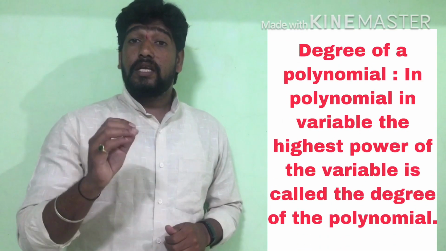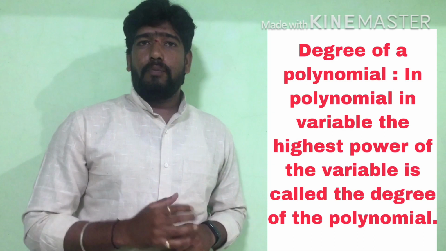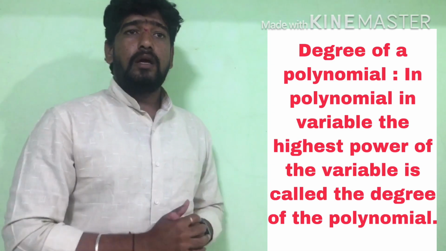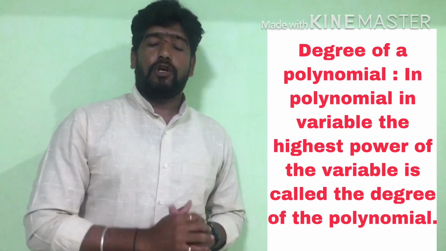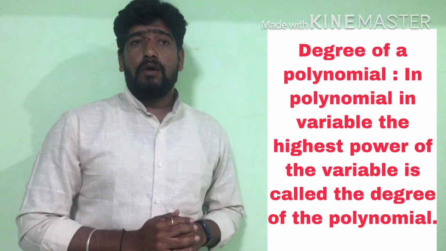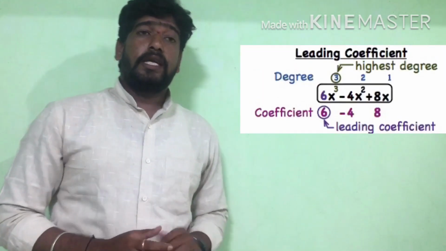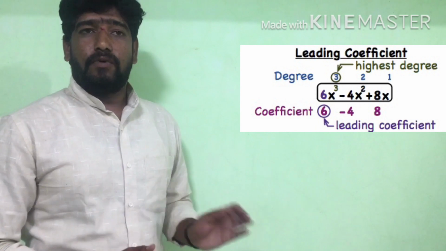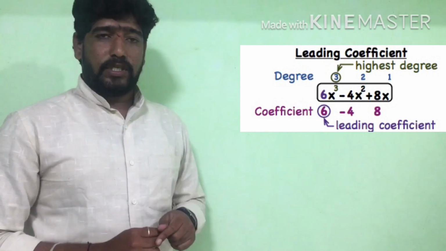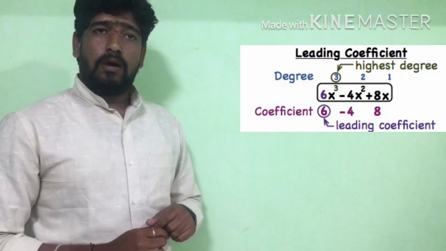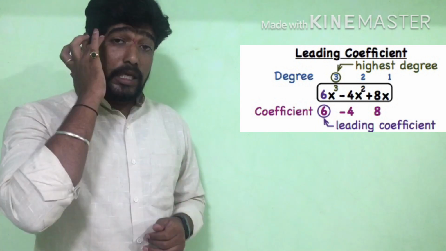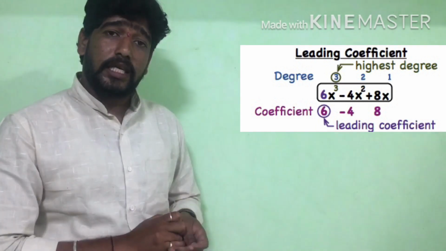Next we discuss the degree of the polynomial. What is the degree of the polynomial? In a polynomial in a variable, the highest power of the variable is called the degree of the polynomial. For example, consider 3x cube minus 4x square minus 3x. It is an algebraic expression and the powers are whole numbers, so it is a polynomial. Now in this polynomial, check out the highest degree.